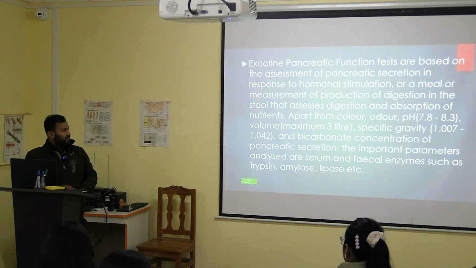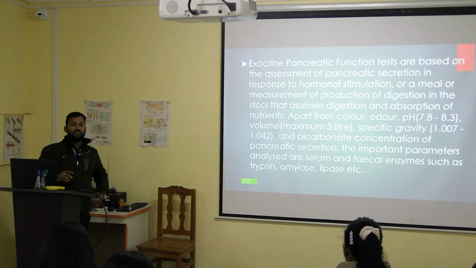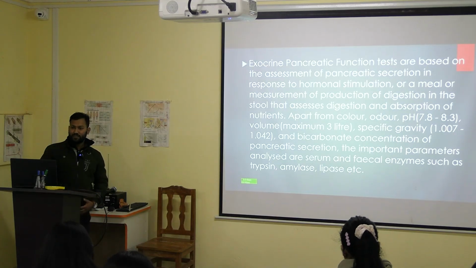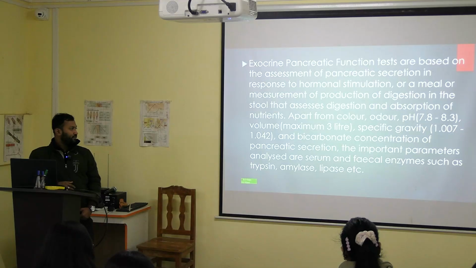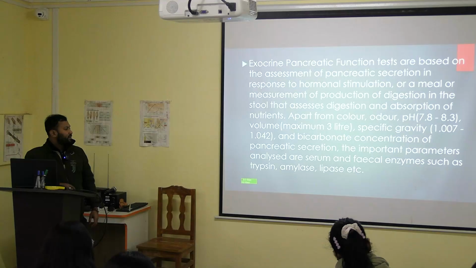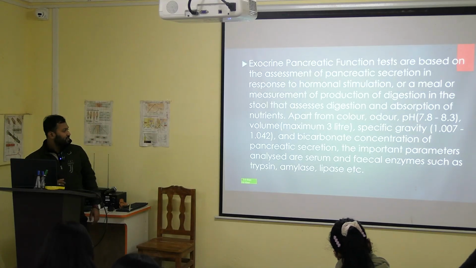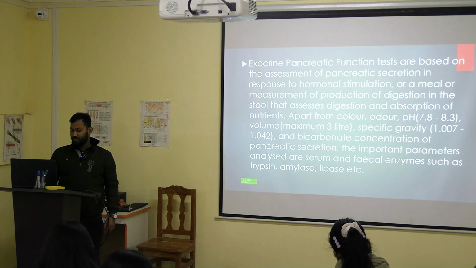So all these things are analyzed, and other things which are analyzed apart from this are the serum and fecal enzymes. Means how much pancreatic enzyme is present in the serum. Serum means in the blood. Fecal enzymes means what is present in the feces or the stools. Some examples of these enzymes are trypsin, amylase, lipase, and there are many other enzymes.